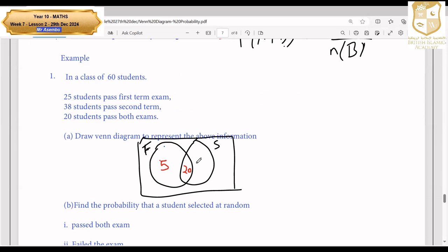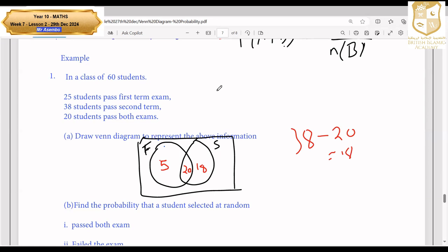Then for the second term exam, a total of 38 students passed. We have 20 who passed first and also passed second. So in total we must have 38, which means we have 18 students here. Take 20 plus 18, it gives you 38. Or simply we take 38 and subtract 20, which gives us 18, which you present on that side.